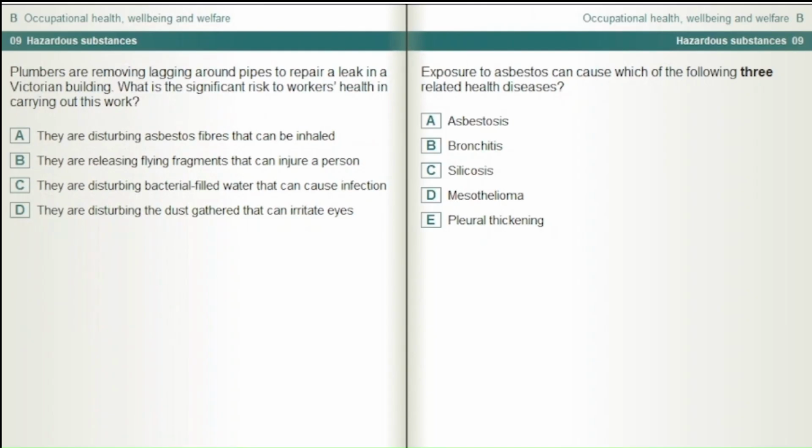Plumbers are removing lagging around pipes to repair a leak in a Victorian building. What is the significant risk to workers' health in carrying out this work? They are disturbing asbestos fibres that can be inhaled. They are releasing flying fragments that can injure a person. They are disturbing bacteria-filled water that can cause infection. They are disturbing the dust gathered that can irritate eyes.